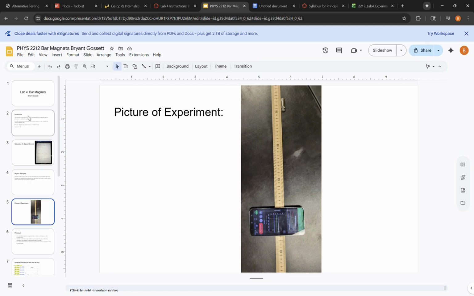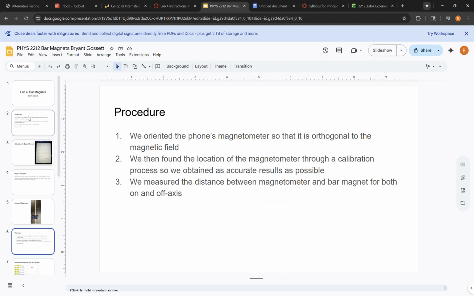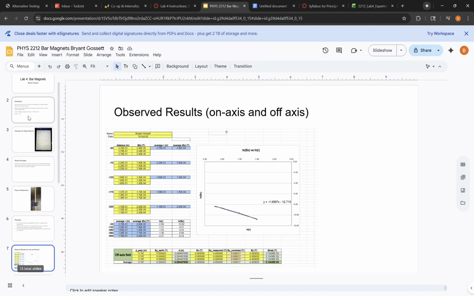Picture the experiment. Here we go. There's a phone. We oriented the phone's magnetometer so that it's orthogonal to the field, and then got the location of it through the little calibration process with the tape. And so we got as accurate results as possible. We measured the distance between the center of the magnetometer and the bar magnet.